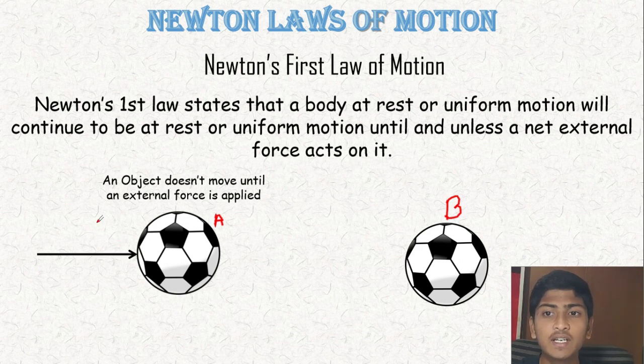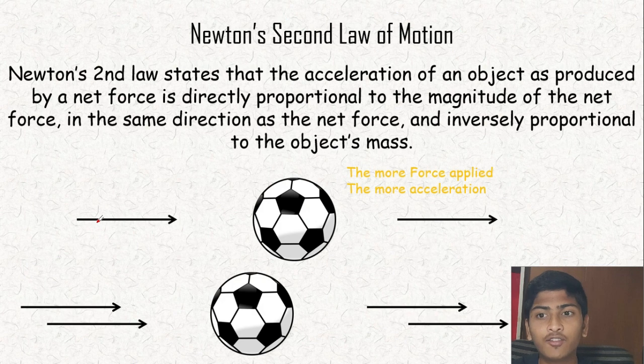That's it. The first law of motion is that a body which is at rest or in motion will stay at rest or in motion until and unless a net external force acts on it. Next, second law of motion.